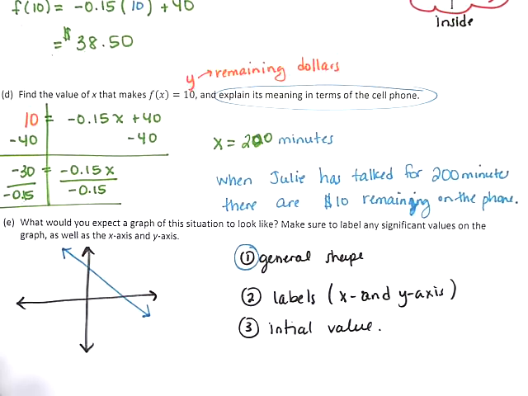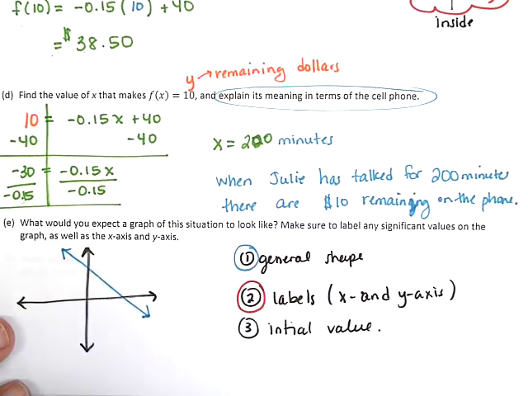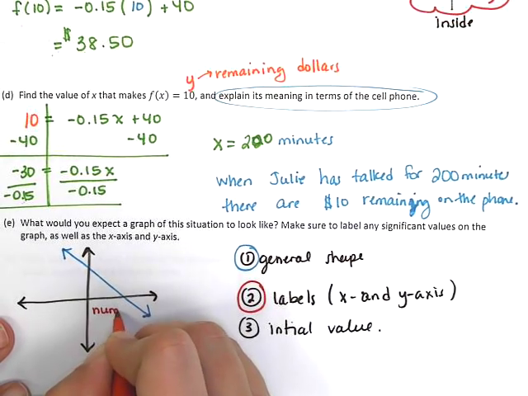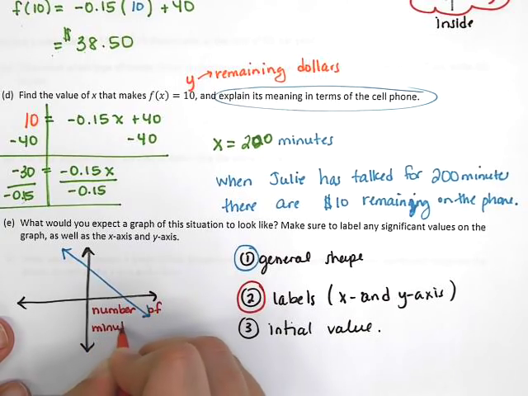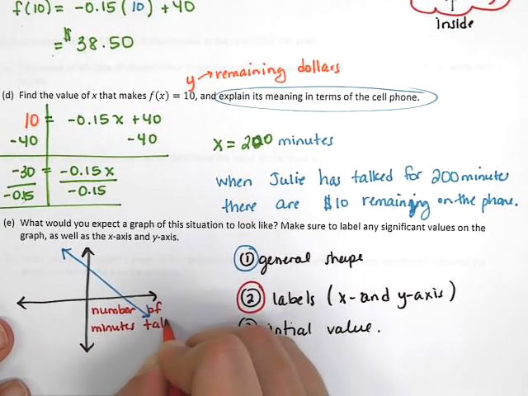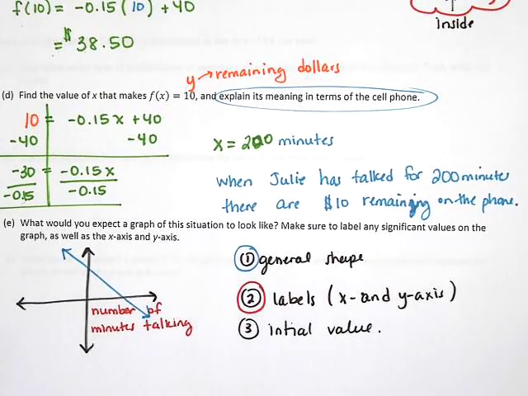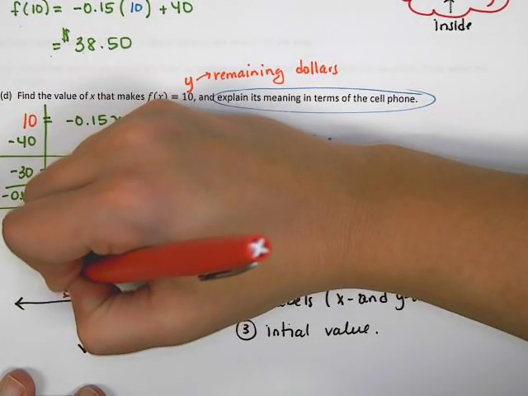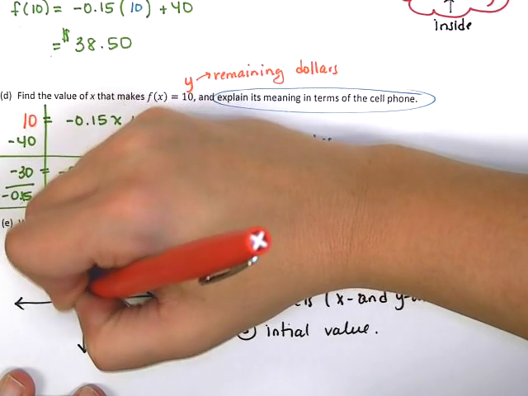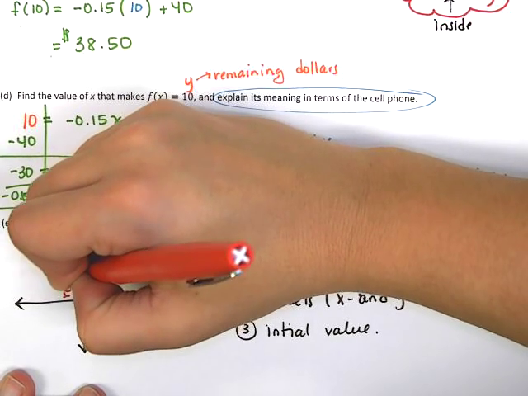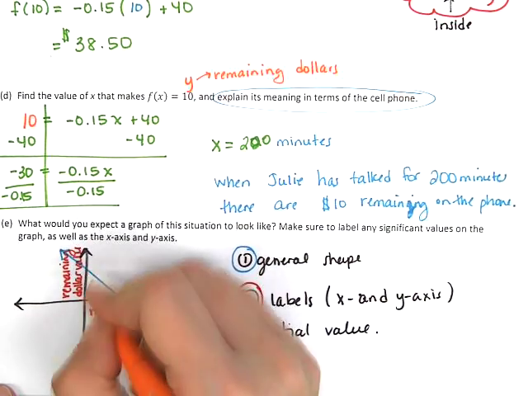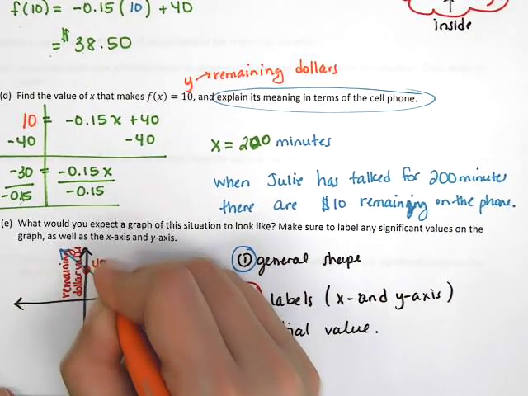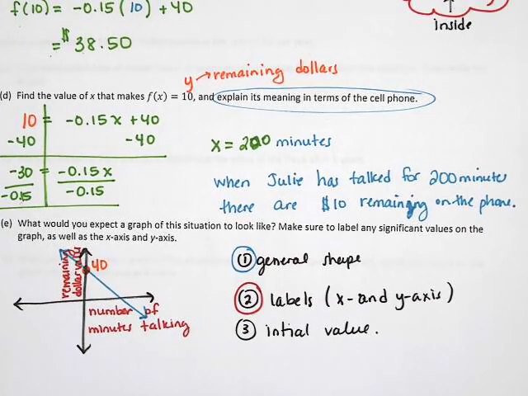Next, we're going to label. Now, just like before, we're going to look at the table to help us with this. So, x-axis is going to be the number of minutes of talking. And the y-axis is going to be the remaining dollar value. Finally, I'm going to label the y-intercept, the initial value. The initial amount that I have here is 40, so I would label that on my graph.